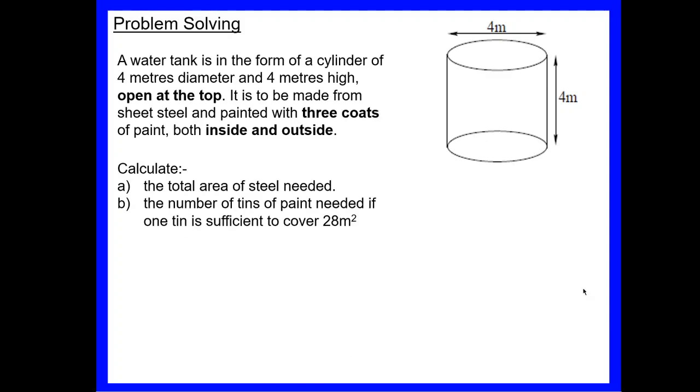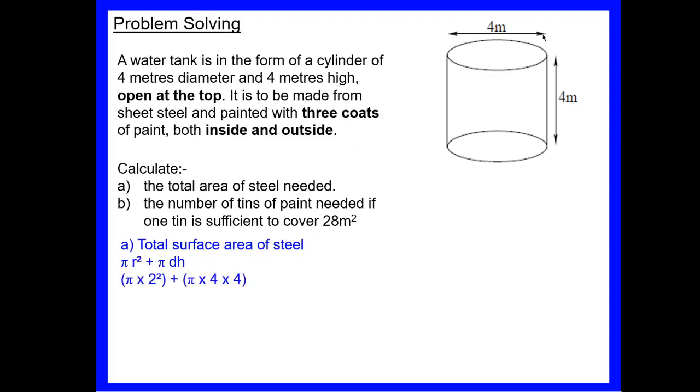All right, so part A then, the total area of steel needed means I need to find the surface area. That means we've got to find one circle, because there's only one circle at the bottom, the top is open, and the curved face. So for our steel then, we've got pi r squared, so just one pi r squared, so one circle plus the circumference times the height, which is the rectangle part.